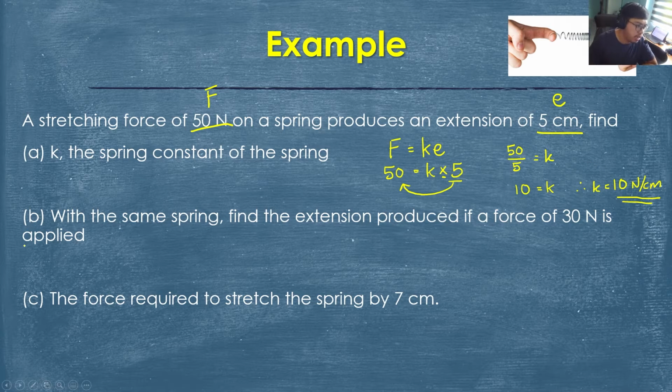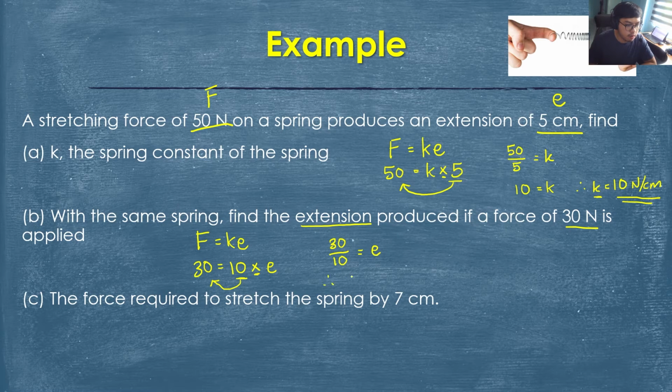So B, with the same spring, find the extension produced if a force of 30 newtons is applied. It's the same spring, that means we can use the same spring constant. So here's the formula again. This time, you want to find the extension. The force is 30 Newtons, so it has changed now. K, we already found, that is 10 Newtons per centimeter. And this time, we want to find E. In order to find E, we move the 10 to the other side. Because this is multiply, it becomes divide if you move it to the other side. So it's 30 divided by 10 is equal to E. Therefore, 30 divided by 10, that's 3. So E is equal to 3 cm. It has extended by 3 cm.